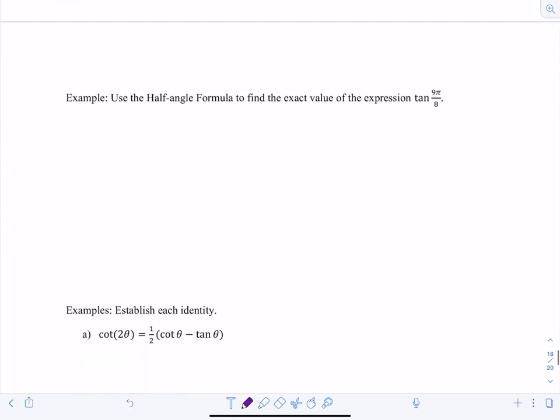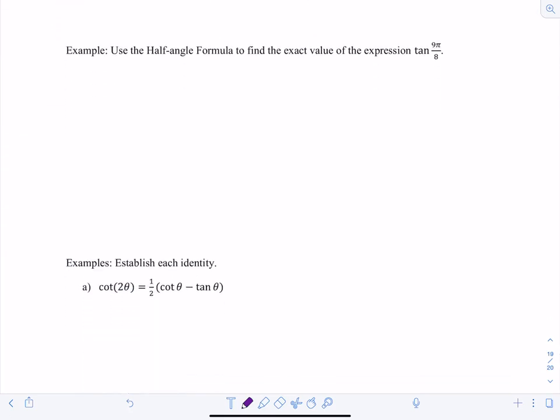On to some more examples. We've been neglecting tangent, so it's his turn now. So use the half angle formula to find the exact value of the expression tangent of 9 pi over 8. Well, 9 pi over 8 is not one of the angles that we know from our unit circle. We don't know the sine, cosine, or tangent of it, but I do know double that angle, don't I? 9 pi over 4, I do know. And if I divide 9 pi over 4 by 2, then I get 9 pi over 8. So that's why I'm going to use the half angle formula.